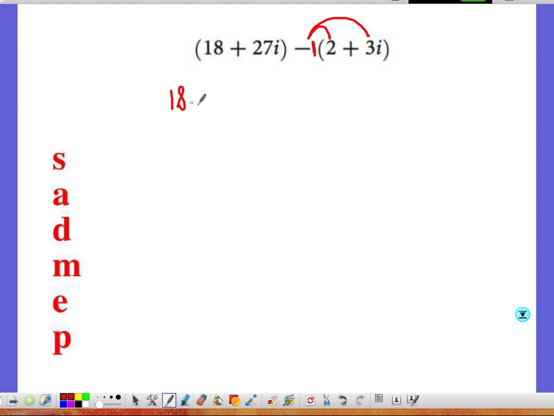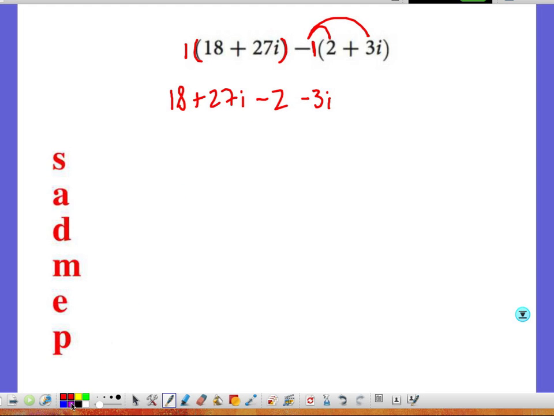And so if we rewrite this, we have 18 plus 27i. Negative 1 times 2 is negative 2. Negative 1 times 3i is negative 3i. And so as you can see, we distributed the negative. Here we didn't have to distribute anything. It was basically a 1, which gives you the same answer.